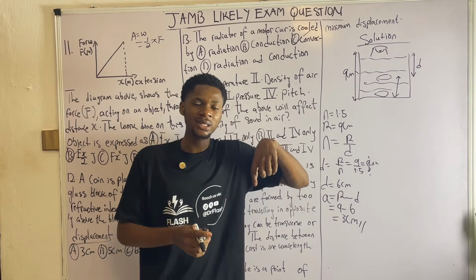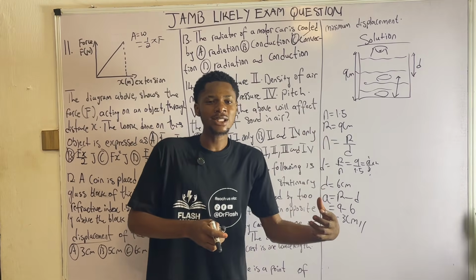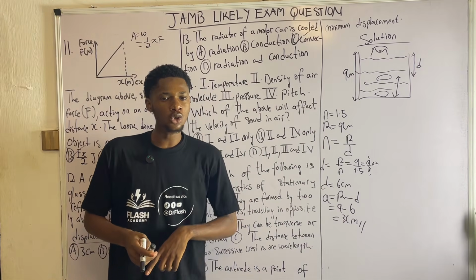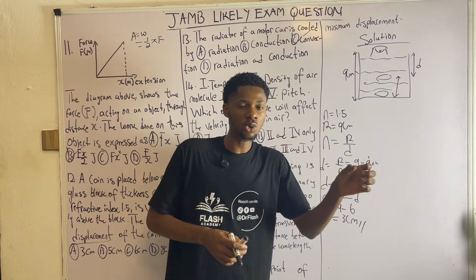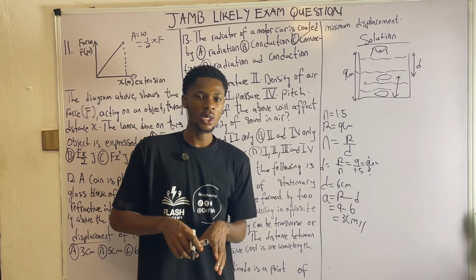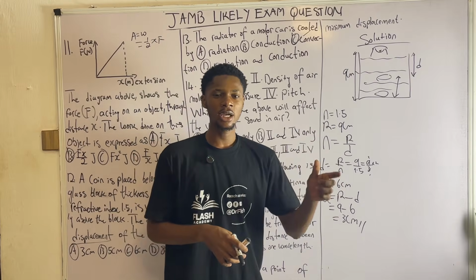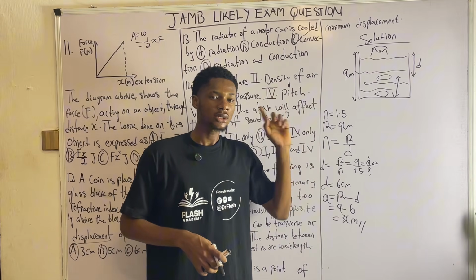How does it cool itself by convection? Now, there is a fan that is placed in the engine that helps to cool the radiator. So as the fan blows air directly to the radiator, it cools itself. So the process by which it is blowing air is a convection process. Take note of it.